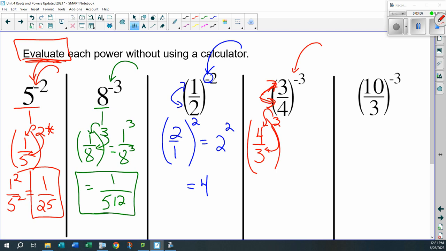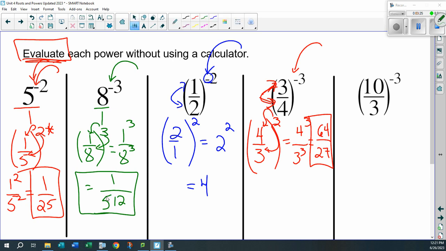Okay, so here we go. This is 4 cubed over 3 cubed. Great. What's 4 cubed? Well, 4 times 4 is 16 times 4. That's 64. 3 cubed. 3 times 3 is 9 times 3. That's 27. There's your answer. Boom. Done. That's how simple it is.